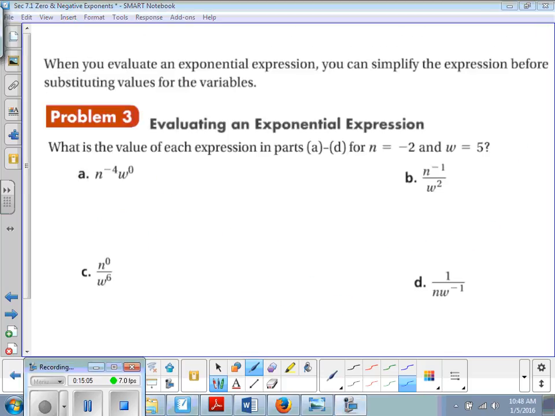When you evaluate an exponential expression, you can simplify the expression before substituting values for the variables. Okay? You simplify before you substitute. So here we want to know what is the value of each expression in parts A through D for n is equal to -2 and w is equal to 5. So here, you guys, we want to simplify first and then substitute.